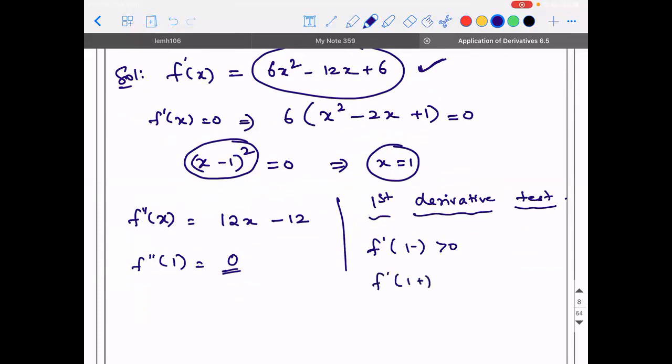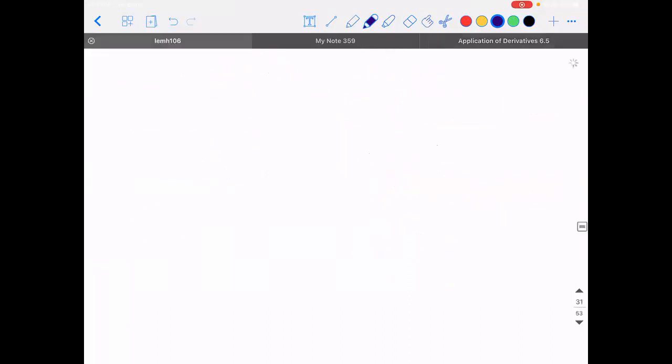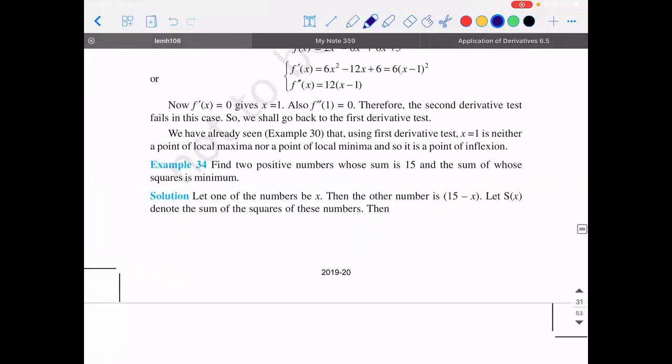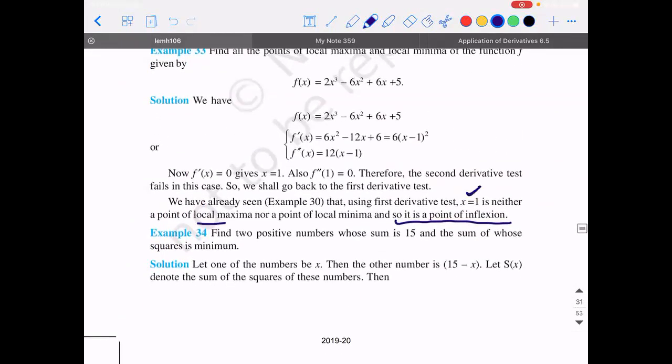Okay, what is f dash of 1 plus then? A positive value, sir. That is also positive. Then you have a point of inflection. So x equal to 1 is a point of inflection, correct? At x equal to 1, it is neither a local maximum nor a local minimum. Hence, it's a point of inflection.